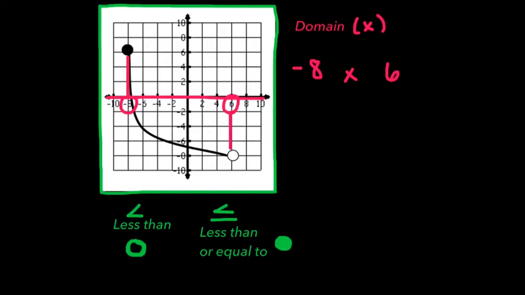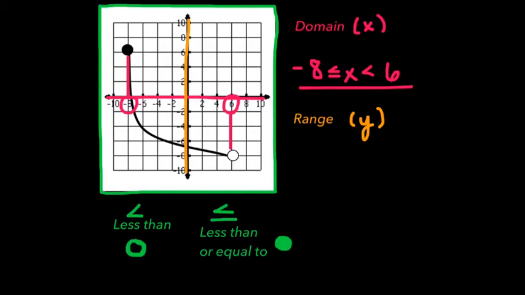Now at the -8, it's a closed circle, so that means it's going to be a less than or equal to sign. And at the 6, it's an open circle, which means it's just a less than sign. So this would be my domain. My domain is -8 is less than or equal to x, which is less than 6. Now the range again is all the y values, so we're looking at the y-axis to determine the range here.